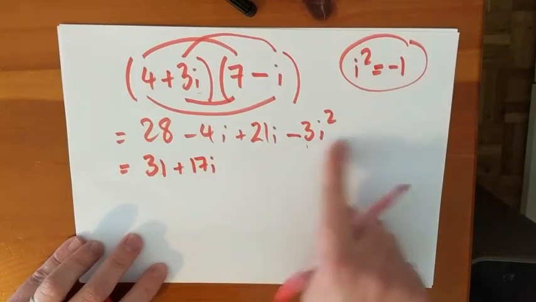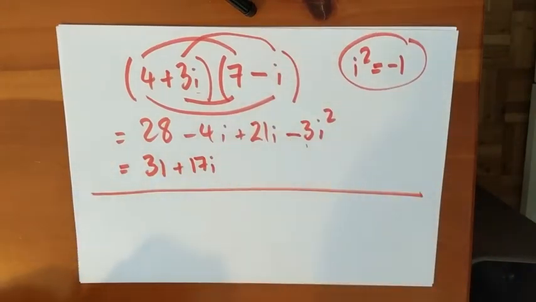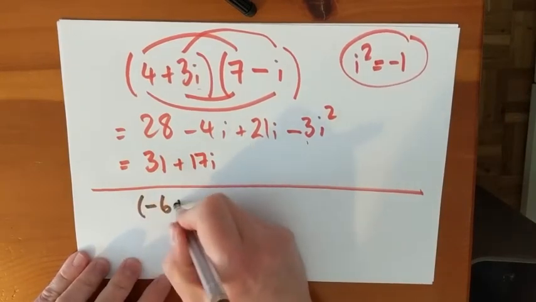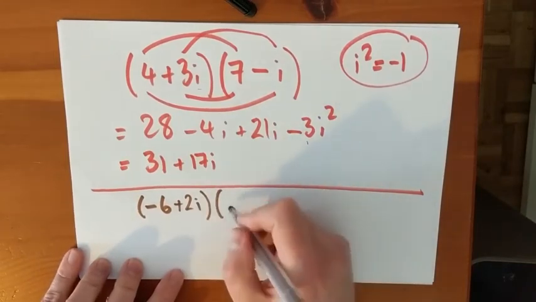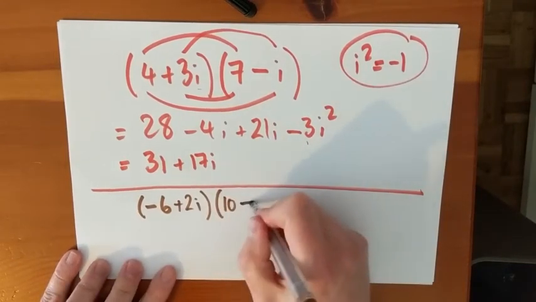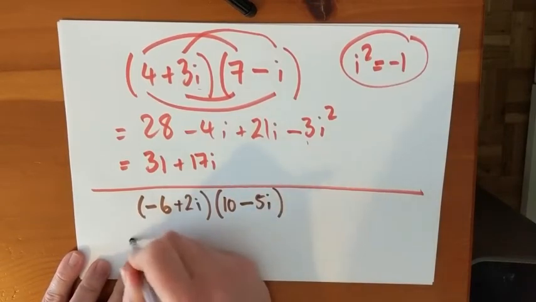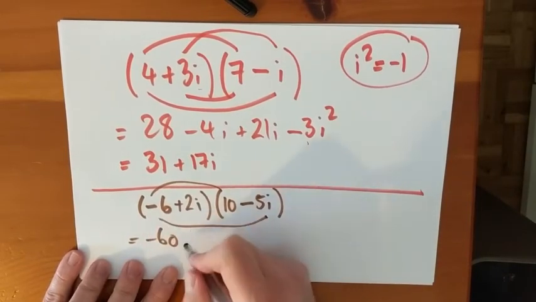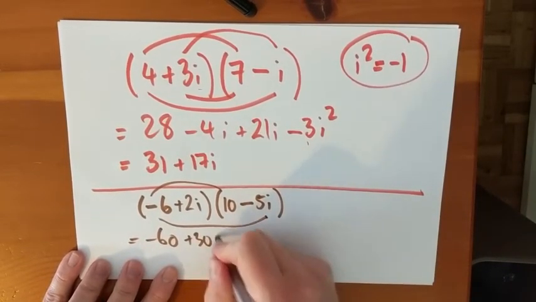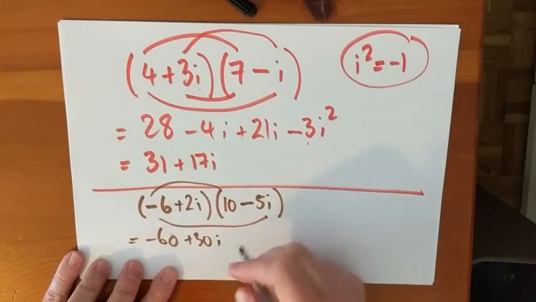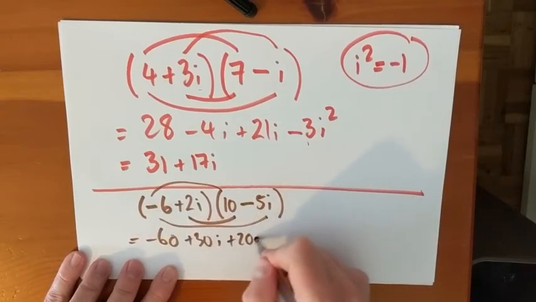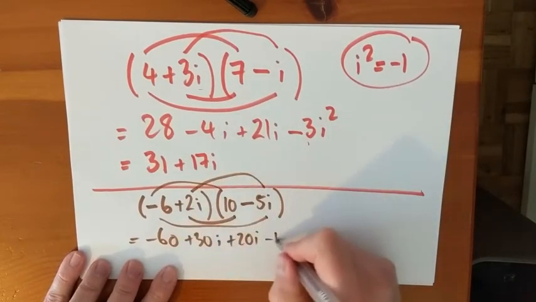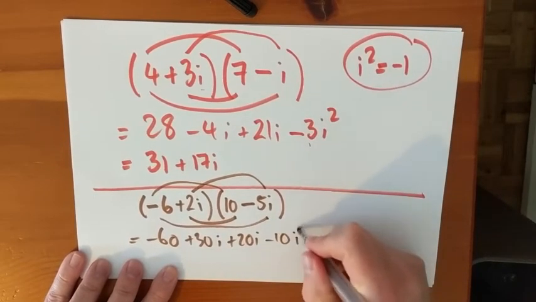So there's potentially minuses all over the shop. Let's try one more of those. Let's say I had -6 plus 2i, and then here I'm going to have 10 minus 5i. The first two, I get -60. The outside two, -6 times -5 is plus 30, and the i there, so it's plus 30i. The inside two, I'm going to have plus 20i. And the last two, I've got 2 times -5, so that's -10, and i times i gives me i squared.